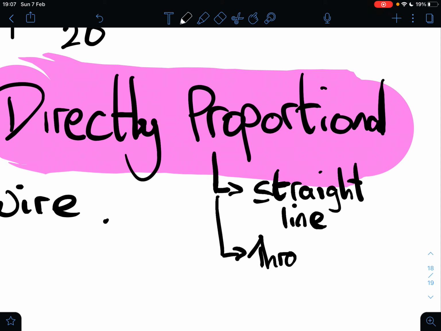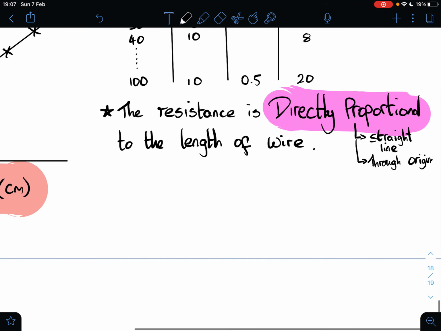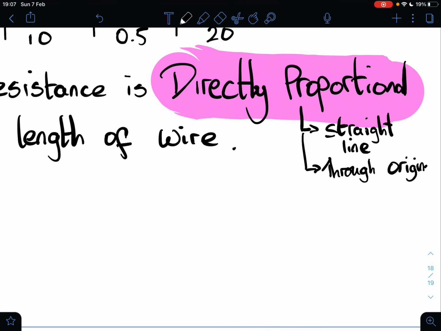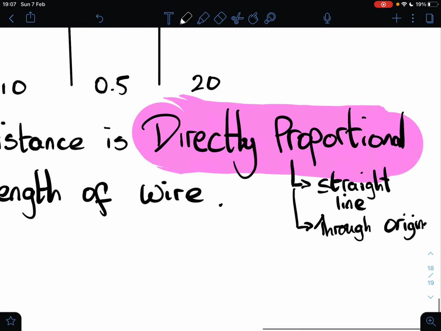So through origin. That is the definition of a directly proportional graph. Okay, you can be explicitly asked that. So I've seen exams where they've said, tell us 2 things about a directly proportional graph. Alright, so learn them a lot. Straight line and through the origin.